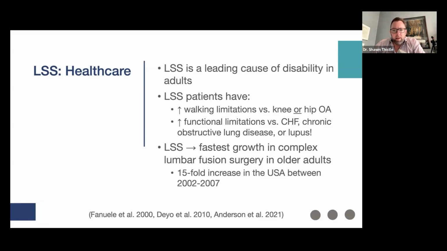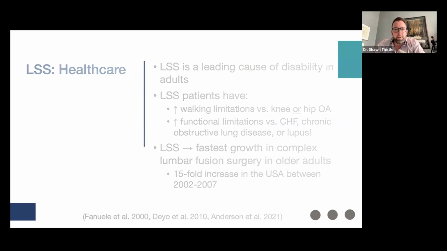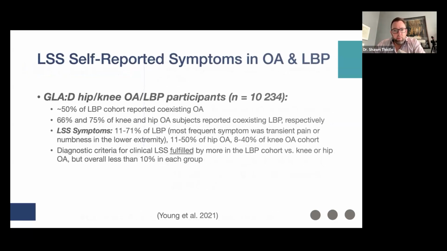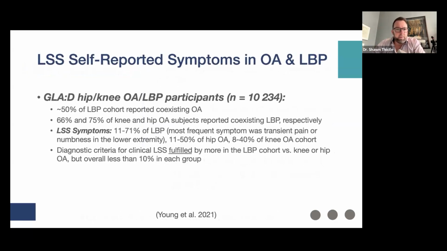We also know that lumbar spinal stenosis is responsible for the fastest growth in lumbar fusion surgery in older adults, showing a 15-fold increase in the United States between 2002 and 2007. We're going to touch on the surgical implications of this condition near the end of the talk, with some important work from a chiropractic colleague of ours from the East Coast.